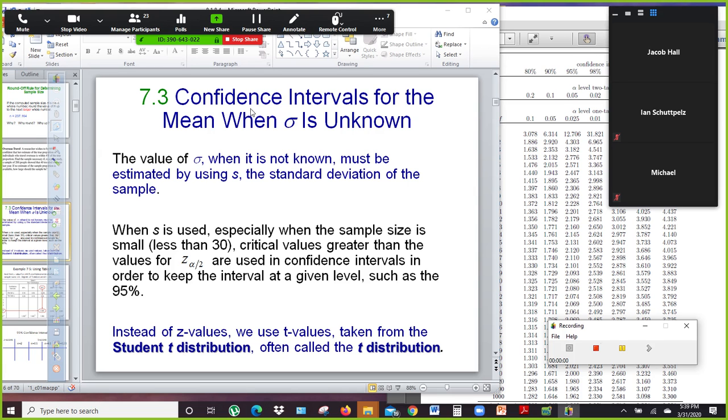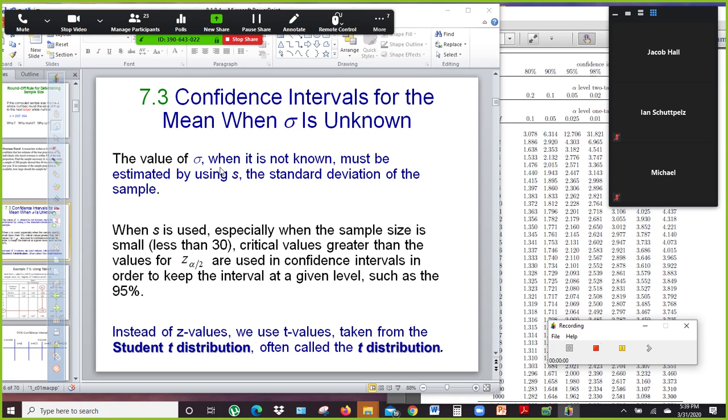When we do know what sigma is, because honestly, in real life, you never know. If you don't know what your population mean is, you're not going to know what your population standard deviation is. It doesn't make any sense. So we're only going to deal with spots where we don't know what the population standard deviation is, because we don't know the population mean.